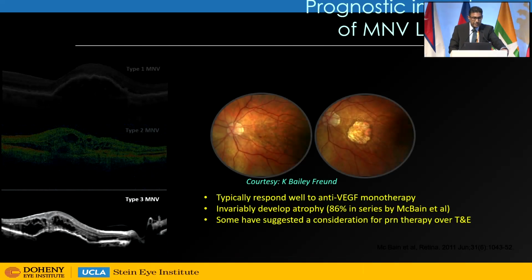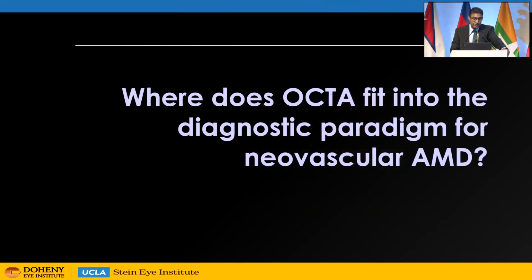Now, finally, I'll just switch to type 3 neovascularization. Again, I think that's also quite important to recognize. This is an intraretinal origin from the deep capillary plexus. These patients typically respond very well to anti-VEGF monotherapy, but virtually all of them, in this study they said 86%, in my clinical experience, 100% of patients with type 3 neovascularization will go on to develop atrophy. And some individuals, for that reason, have suggested a PRN treatment approach compared to treat and extend for this subgroup of patients, although I think that still needs to be evaluated in prospective trials.